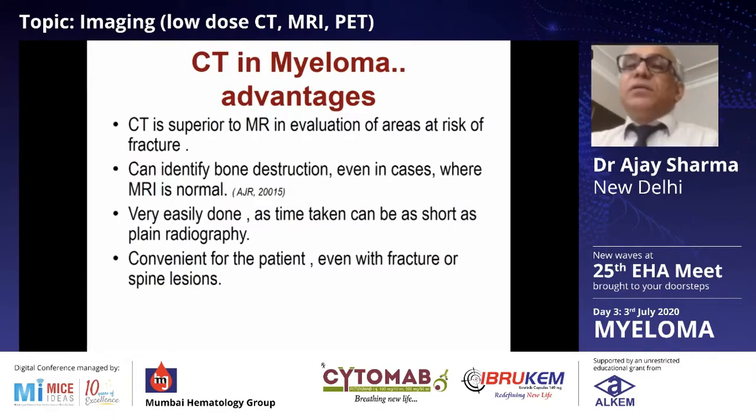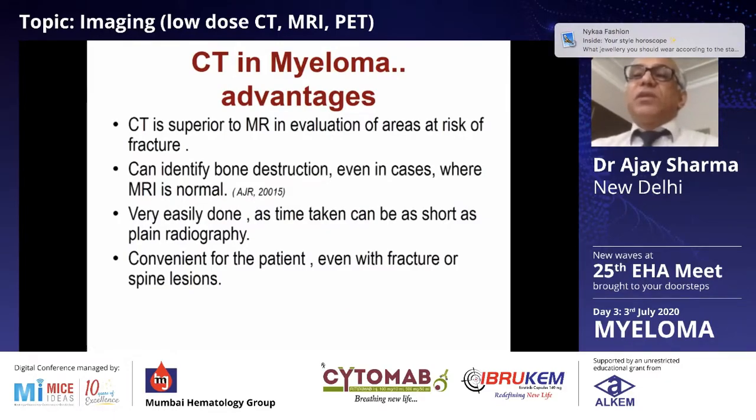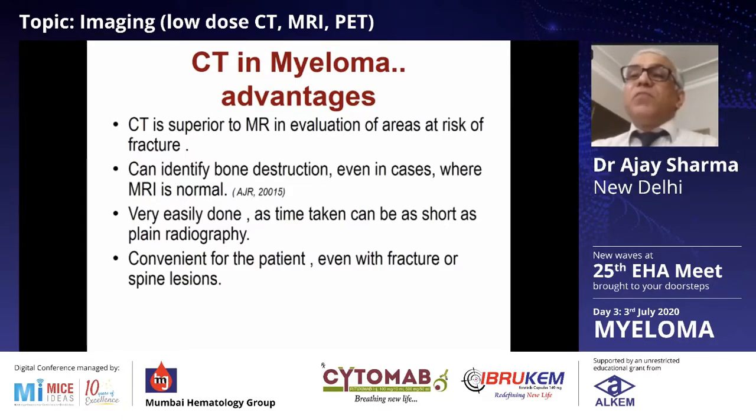The CT scan has advantages because it may sometimes be better than MR in the evaluation of areas at risk of fracture, because it defines the bone in a much better fashion. It can identify the bone destruction even in cases where the marrow MRI is normal, and it is easily possible to do and convenient for the patient, even if he's got a fracture and has the problem of maintaining posture for a long time.